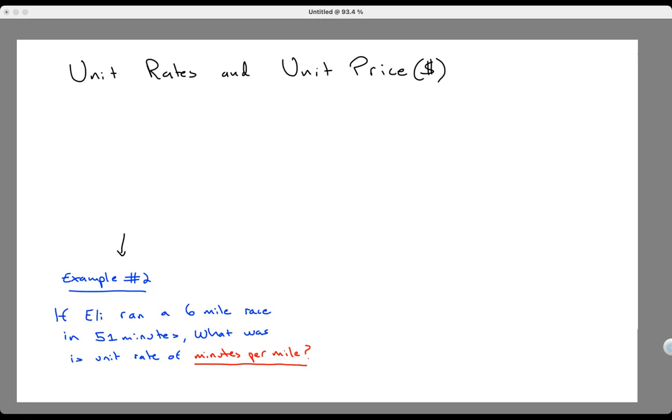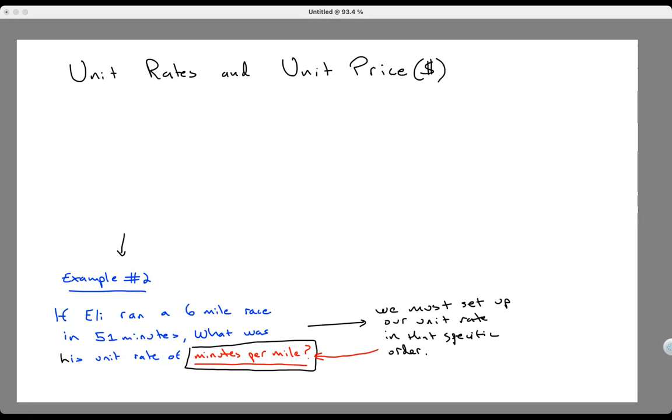And let's do example number 2. If Eli ran a 6-mile race in 51 minutes, what was his unit rate of minutes per mile? Okay, once again, I wrote the most important part in red, and that's the order in which we need to set this ratio up. We must set it up in the unit rate in that specific order. So it must be minutes over miles.